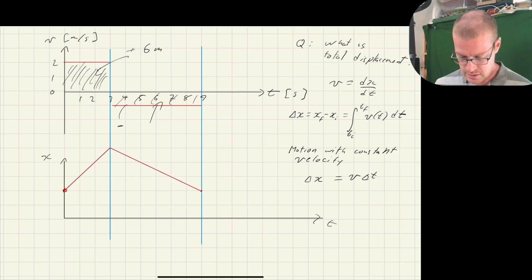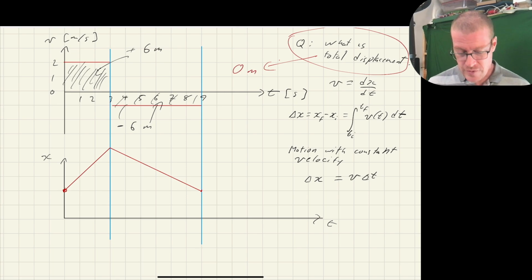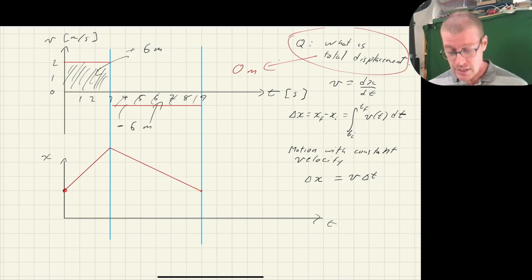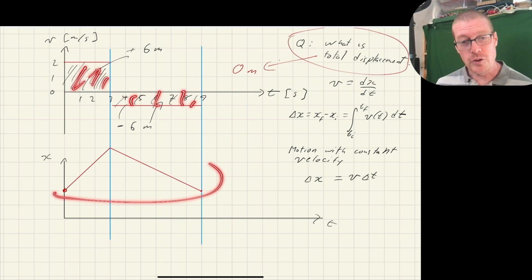This one here, I have the height is 1 meters per second, and the width is 1, 2, 3, 4, 5, 6. So this is minus 6 meters. And so in this case, the total displacement is 0 meters. And in fact, we could also get that by reading off of this graph. Though generically, if all I want is the total displacement, you can calculate that without first drawing this graph.